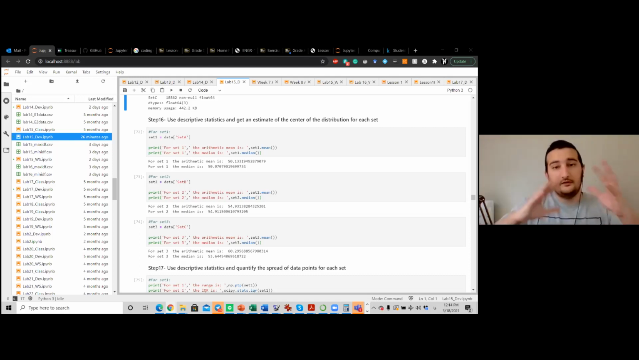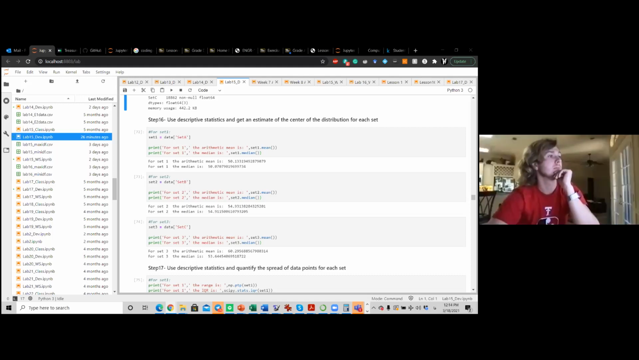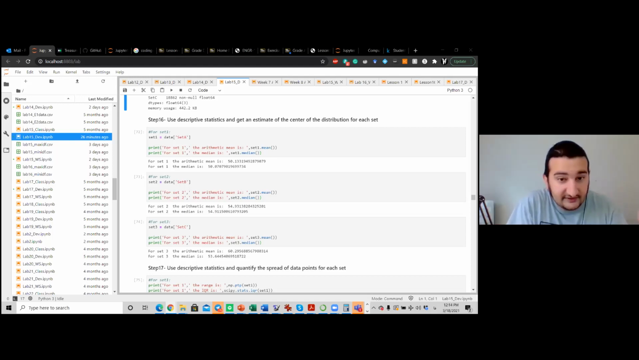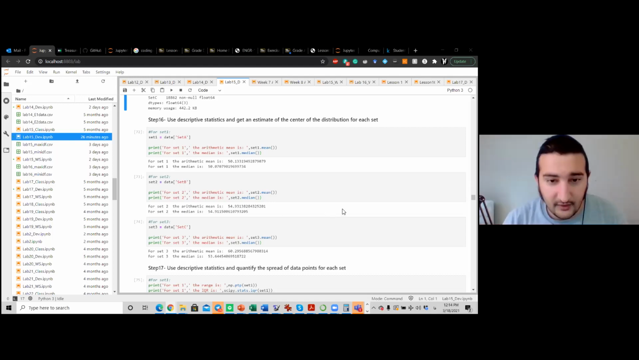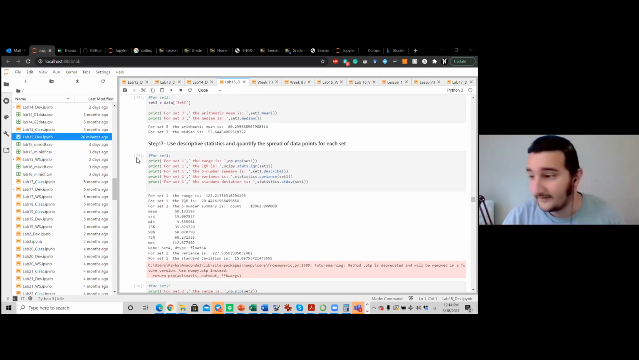Okay, so looking at each set, we are seeing that, for example, in set one, the mean and median are very close. For set two, the mean and median are very close. But for set three, we are having a difference of almost 6 units between the mean and the median. So that is something that we can see. And again, we are seeing that the central location for set two is larger than set one, and for set three is larger than set two. Okay, thank you very much. Now, let us move on and look at other descriptive statistics.